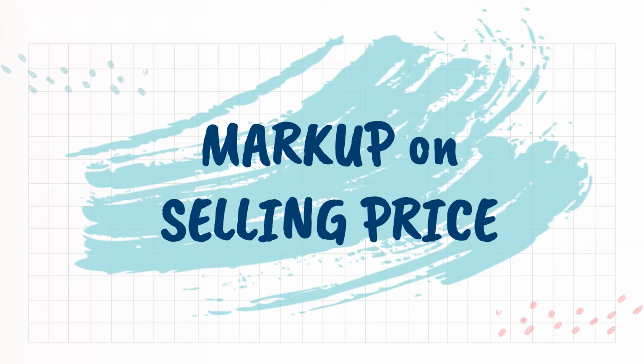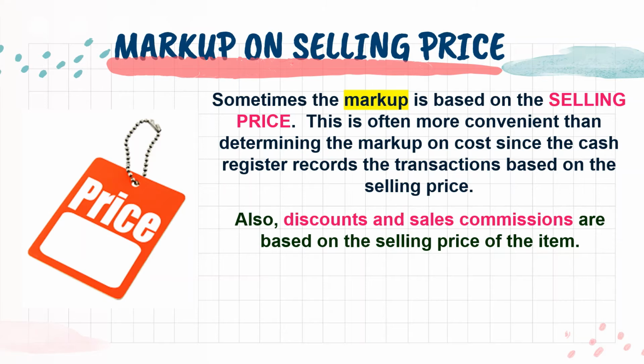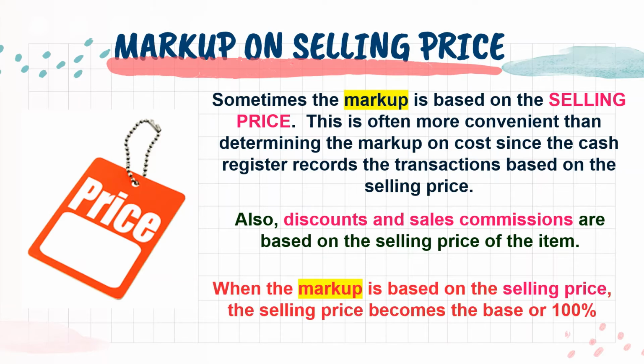Markup on selling price. Sometimes the markup is based on the selling price. This is often more convenient than determining the markup on cost, since the cash register records the transaction based on the selling price. Also, discount and sale conditions are based on the selling price of the item. When the markup is based on the selling price, the selling price becomes the base, or 100%.